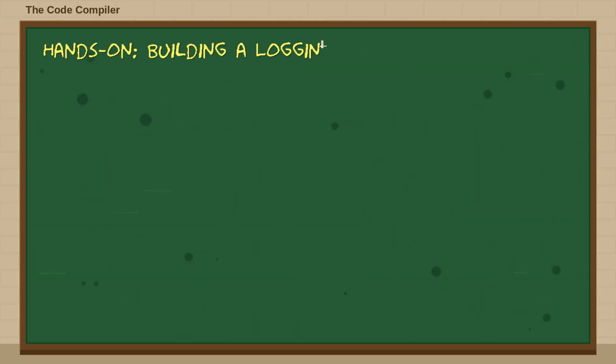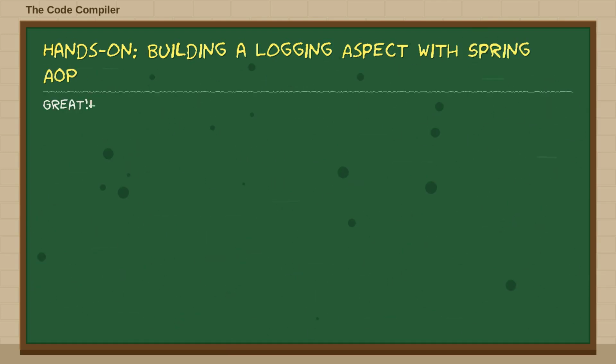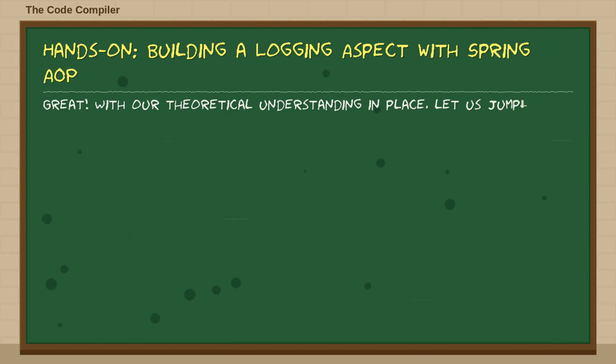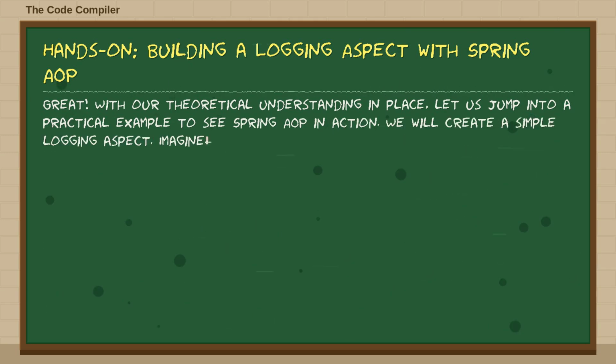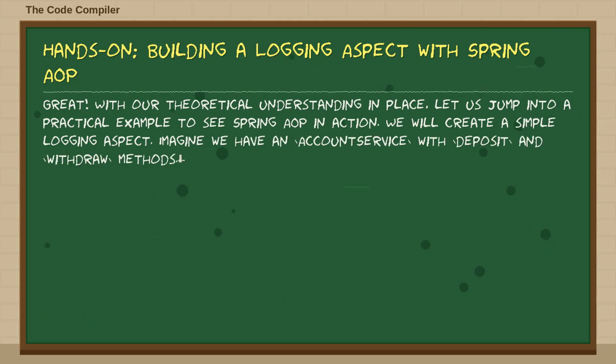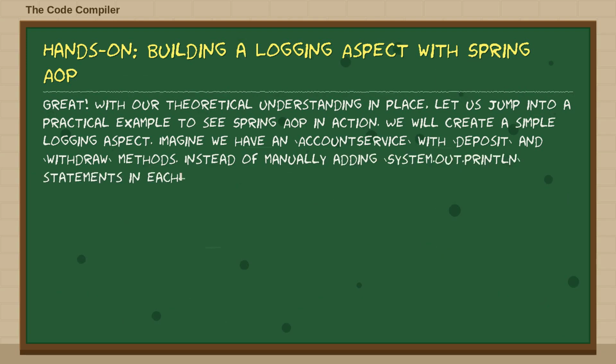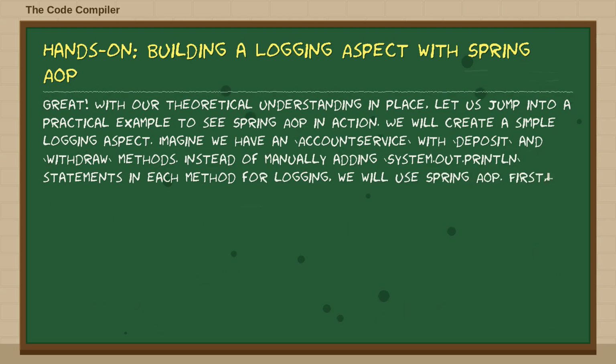Great. With our theoretical understanding in place, let us jump into a practical example to see Spring AOP in action. We will create a simple logging aspect. Imagine we have an account service with deposit and withdraw methods. Instead of manually adding system.out.println statements in each method for logging, we will use Spring AOP.